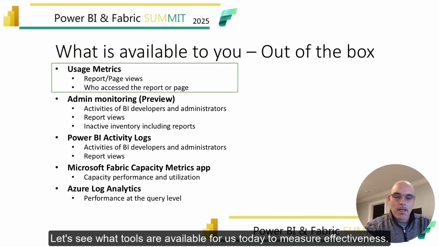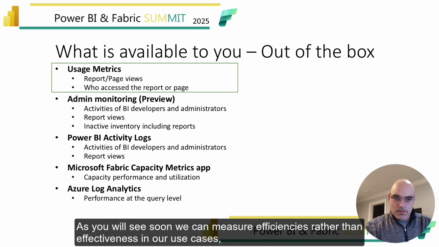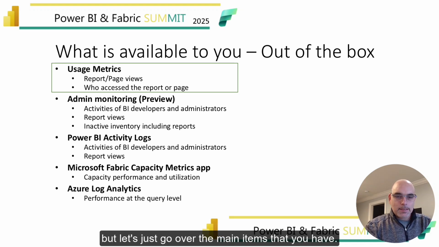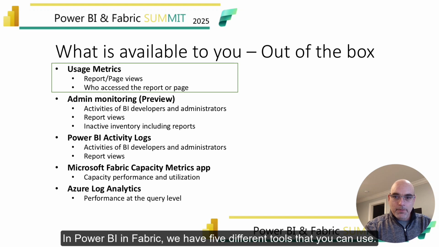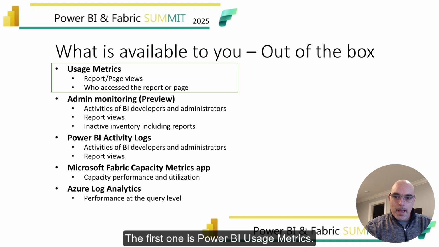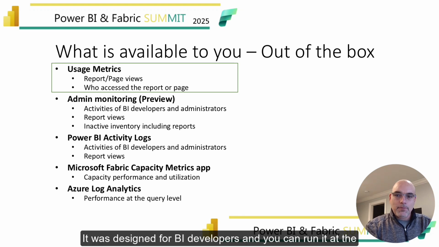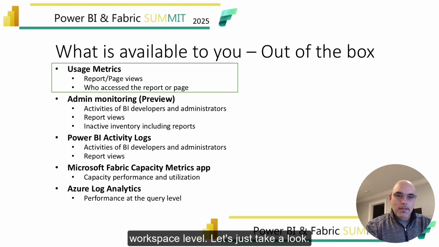Let's see what tools are available for us today to measure effectiveness. As you'll see soon, we can measure efficiencies rather than effectiveness in our use cases. But let's just go over the main items that you have. In Power BI and Fabric, we have 5 different tools that you can use. The first one is Power BI Usage Metrics. It was designed for BI developers, and you can run it at the workspace level. Let's just take a look.